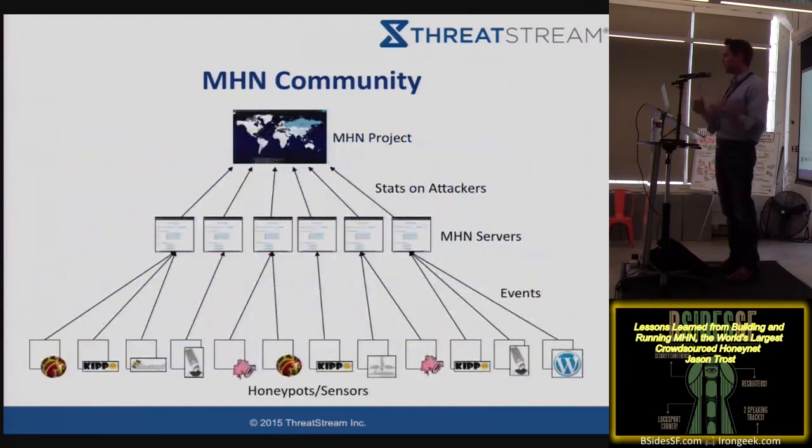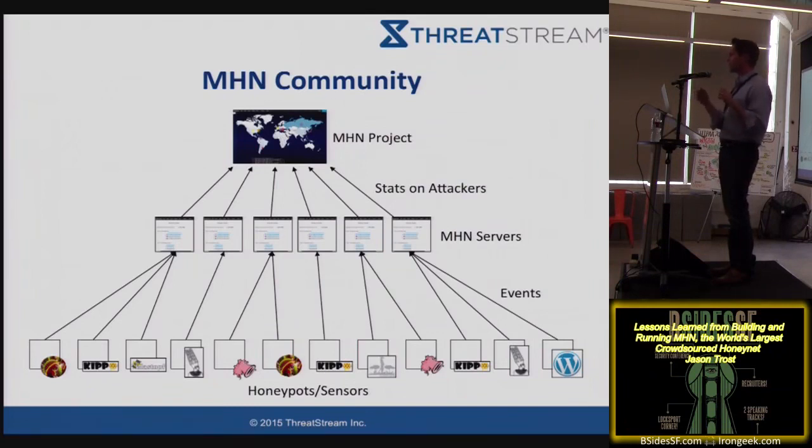So here's what the community looks like. At the bottom, we have all the honeypots. And notice there's a whole bunch of different types of honeypots. These deployments are really up to the users who download MHN. They can deploy whatever they want. They can build support for a new sensor that we don't have support for, include it in MHN, and share the data back if they're interested.